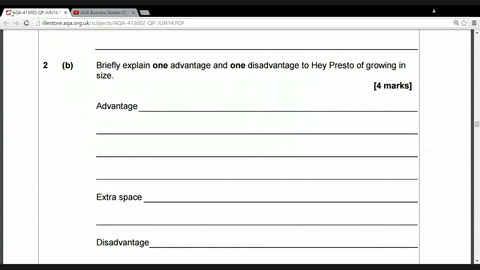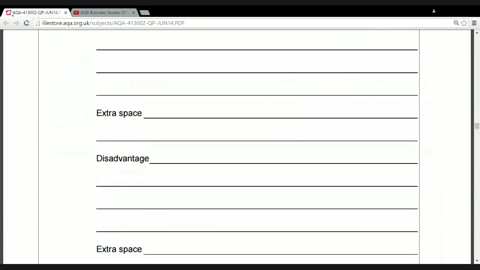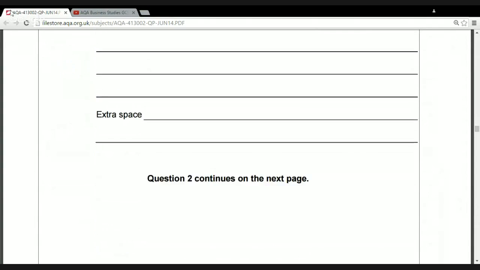Some of the disadvantages would be higher risk, more to lose as there are several new competitors, and any aspect of diseconomies of scale. Make sure you revise economies of scale and diseconomies of scale time and time again. 1 mark for identifying and 1 mark for developing that point as well.